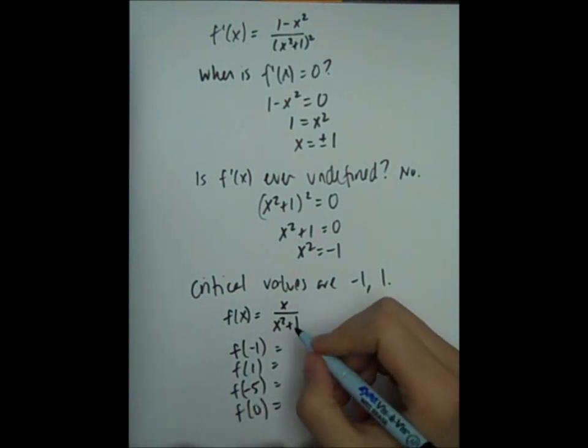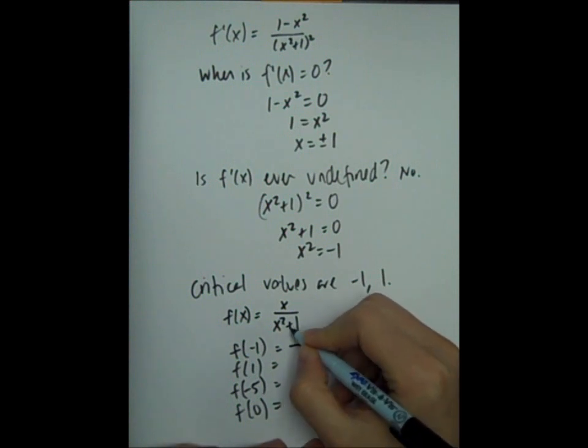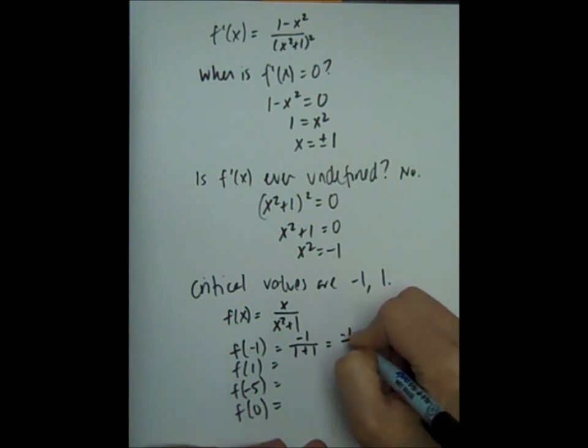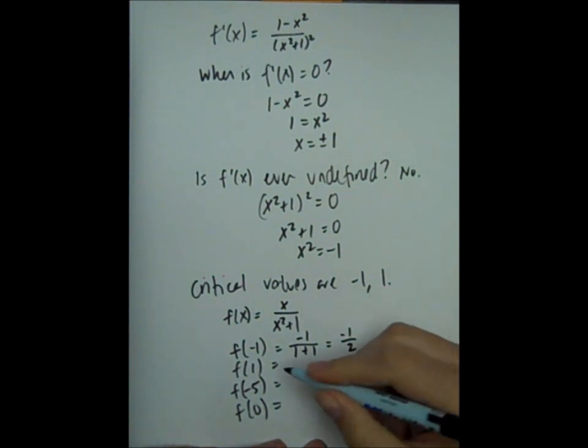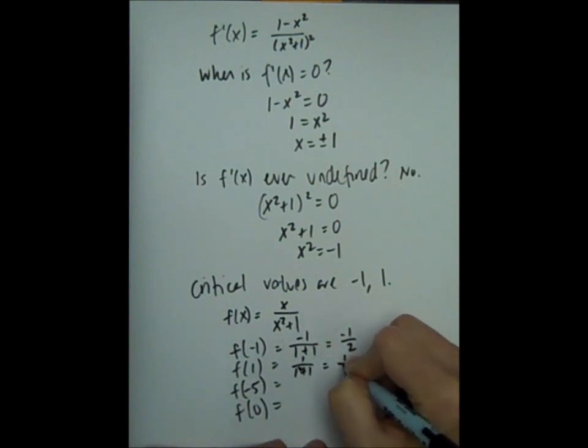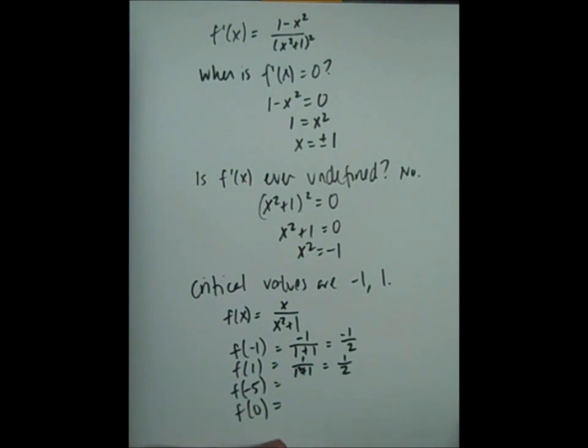If I plug in negative 1, I'll get negative 1 over, negative 1 squared is 1, so 1 plus 1 on the bottom, so negative 1/2. If I plug in 1, I'll get 1 over 1 squared plus 1, which is positive 1/2. If I plug in negative 5, I'll get negative 5 over 25 plus 1, so negative 5 over 26, sorry, 26, not 25. And if I plug in 0, I'll get 0 over 0 squared plus 1, which is 0.